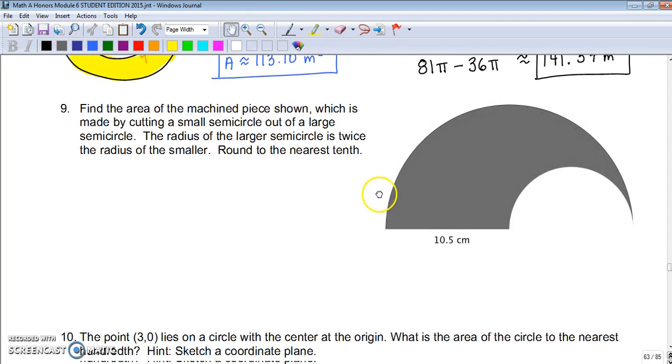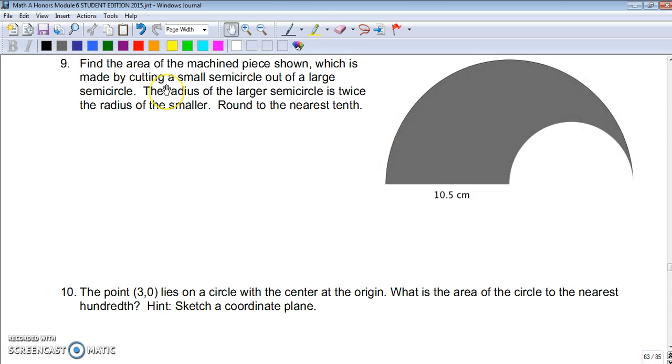We'll do a similar thing in number 9. Find the area of the machined piece shown, which is made of cutting a small semicircle out of a large semicircle. The radius of the larger is twice the radius of the smaller. So this is the radius of the larger, which means that the radius of the smaller must be half of 10.5. So this would be 5.25 centimeters. We want to find the area of the shaded region. So let's start with the area of the big one.